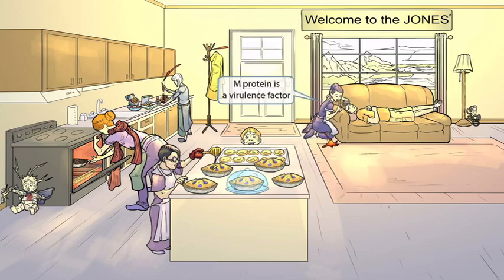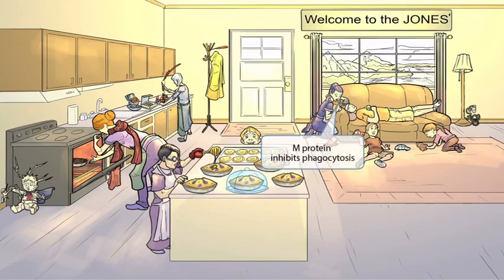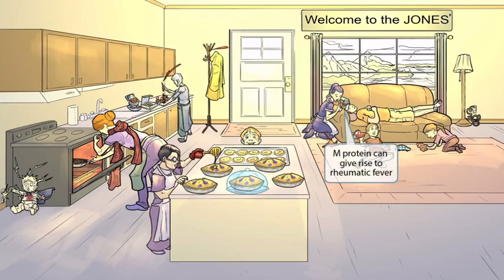Now we've added this maid to the scene who's helping the guy with the fever. The maid here represents the virulence factor M protein. You can see that she's hushing the kids as if trying to give the guy some peace and quiet. So you could say she's inhibiting the noisy kids. This is to help you remember that M protein inhibits the host's ability to engulf and destroy bacteria. In other words, it inhibits phagocytosis. As you can tell, she cares a lot about the guy with the fever and is stroking his head.